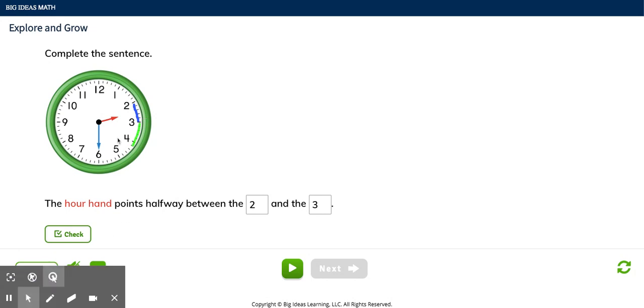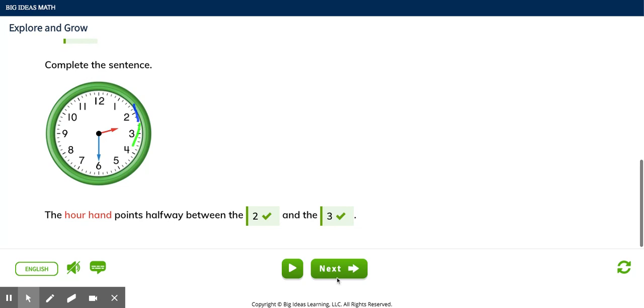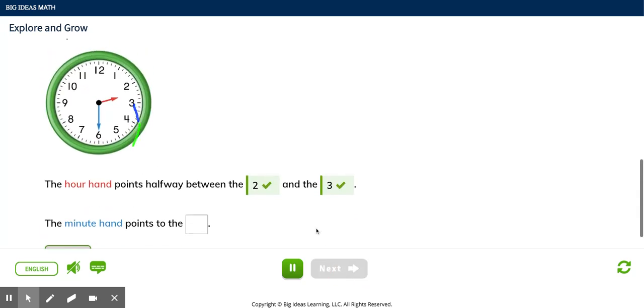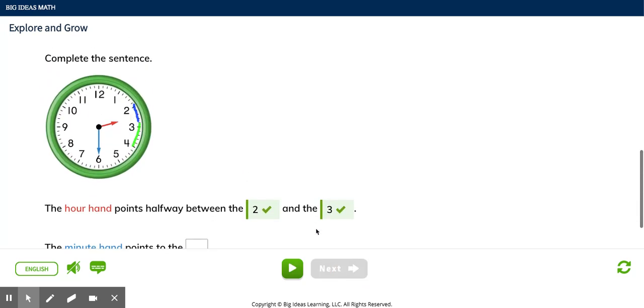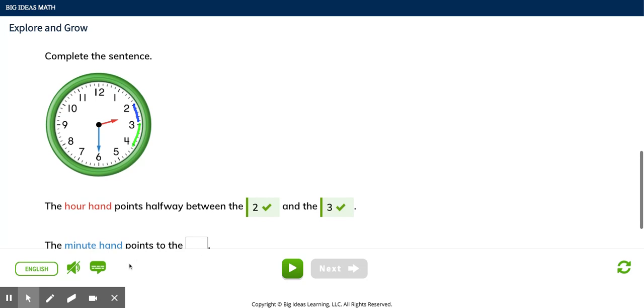All right, does everybody see that? The 2 goes from here to here, so that's our blue line. Our 3 goes from here to here, and that's our green line. So if you think about it that way, the hour hand is still pointing where it's blue, so it's still pointing in the 2. So it is still technically 2 something. So the hour hand points halfway between the 2 and the 3.